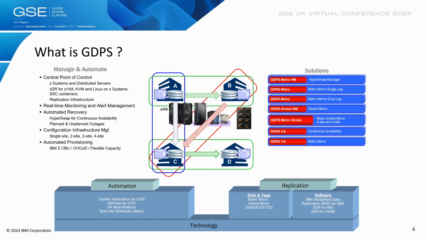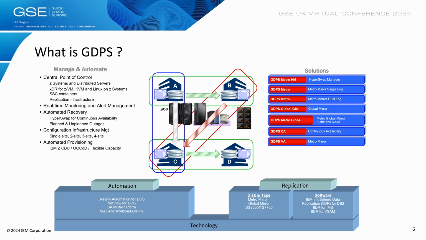Because of the extended distance, this solution relies on asynchronous data replication as opposed to GDPS Metro, which relies on synchronous replication. And this is why the RPO achieved by GDPS GM is not 0, but represents a few seconds' worth of data, again depending on the workload that is running on your disk. But that's measured in seconds. Depending, again, on the size of the configuration, the RTO varies from a few minutes up to an hour.